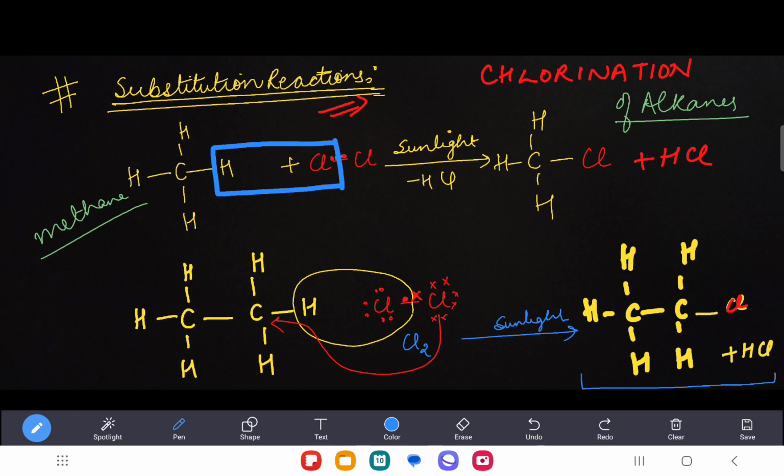Right? So understand one thing, that substitution reactions are given only by alkanes. That's a property of alkanes. So in a substitution reaction, one of the hydrogens of the alkane, like in methane, we have 4 H, one H is being substituted by chlorine, right?